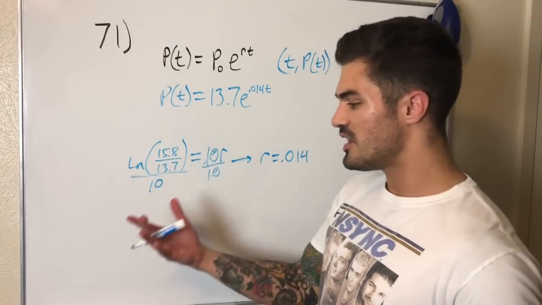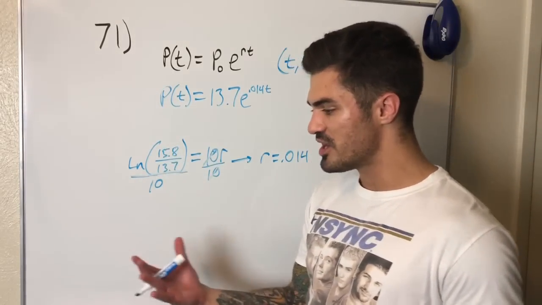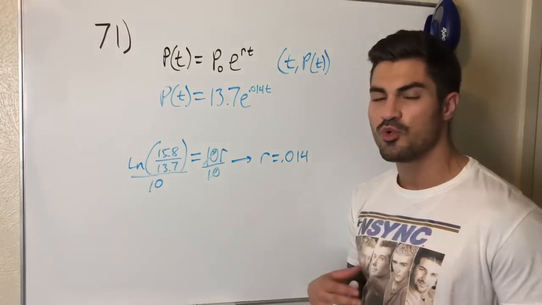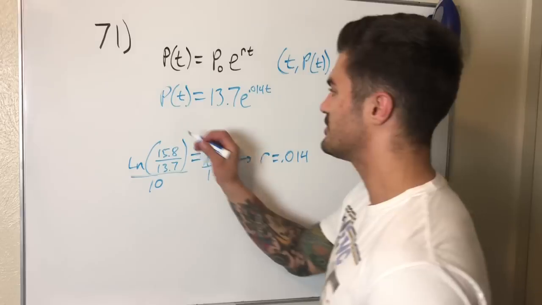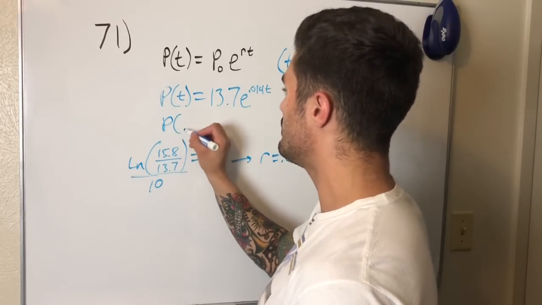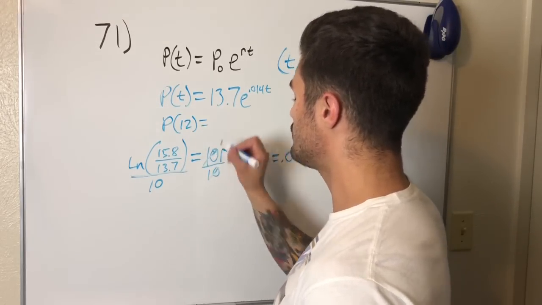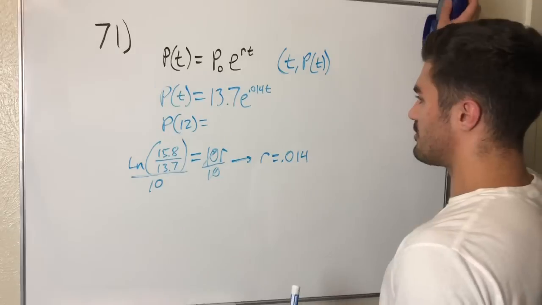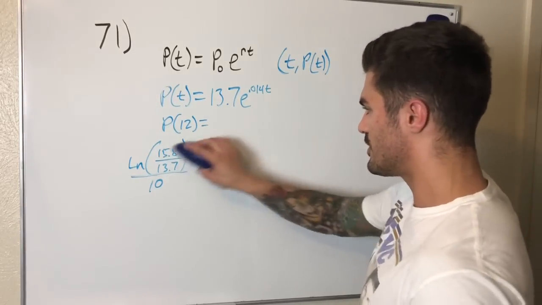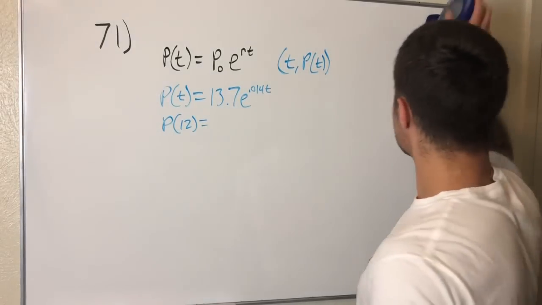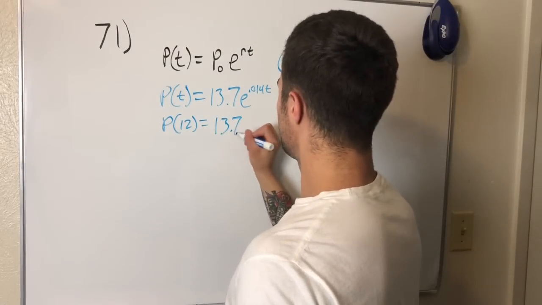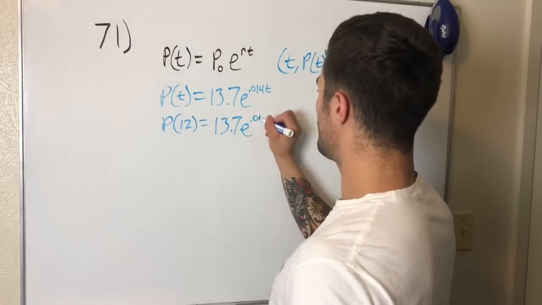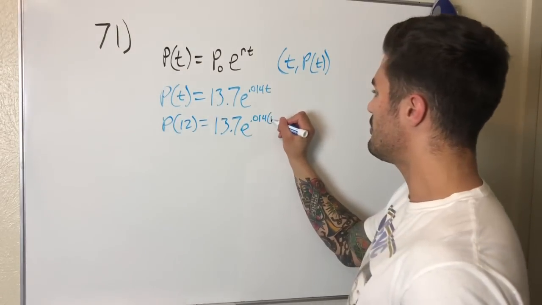What's the second half say? Use the model to predict the population in 2012. So 12 years after the year 2000. So that means I'm going to plug in 12 for t, right? Basically, I'm finding p of 12. P of 12 equals, let me go ahead and erase this bottom part too. That's old news. We already found r. Okay, p of 12 equals 13.7 times e to the 0.014 times 12.